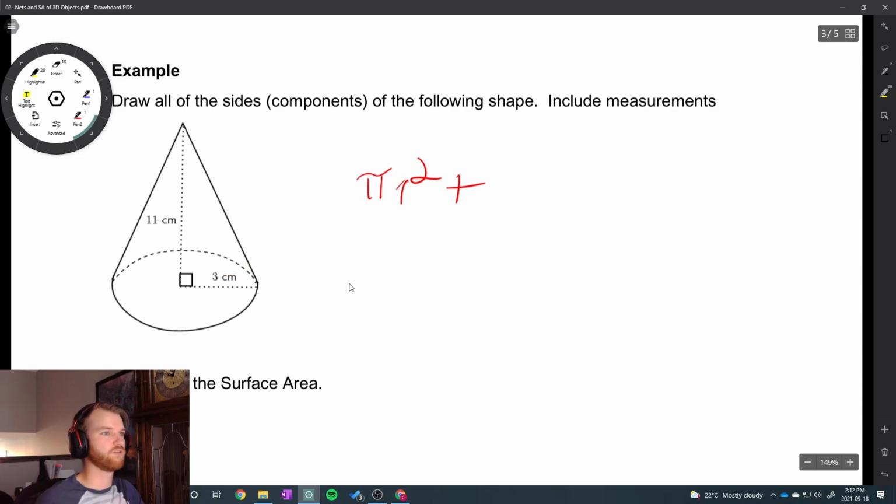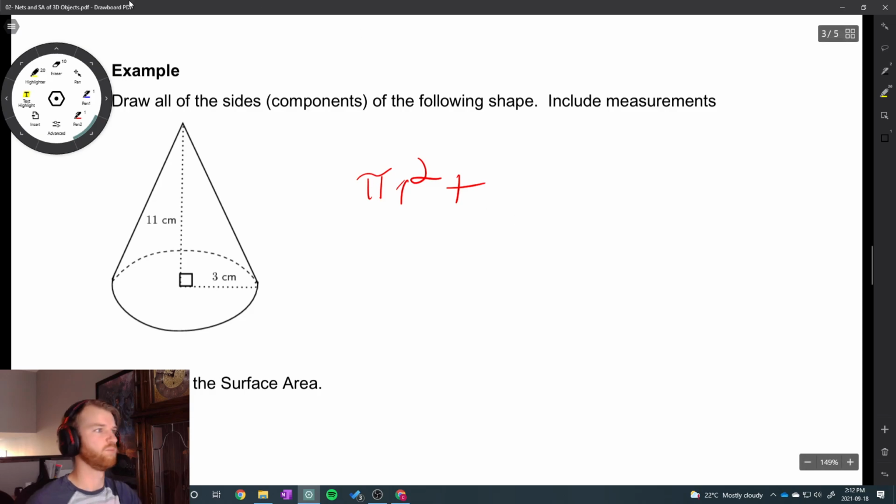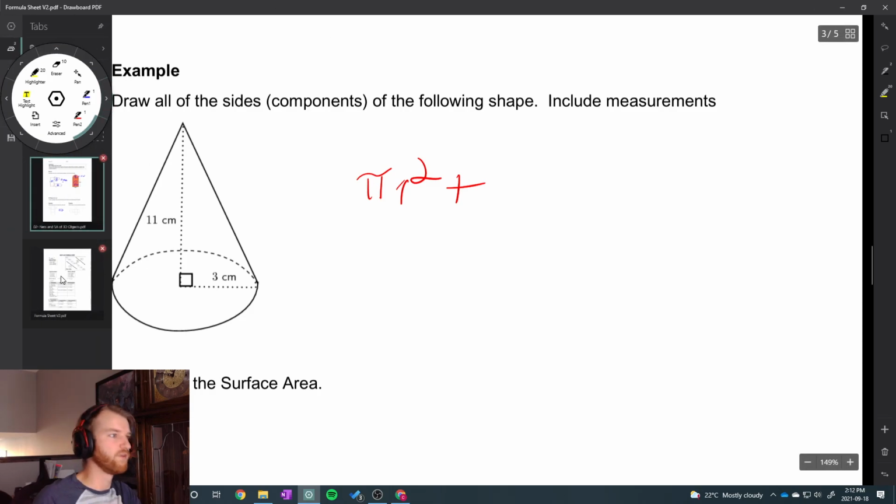Just use your formula sheet and then your calculator. It's kind of like you're again taking a flat piece of paper and rolling it up into that cone shape. Not quite a cylinder, but it's coming to a point now. But there is a mathematical way of figuring out what that is.